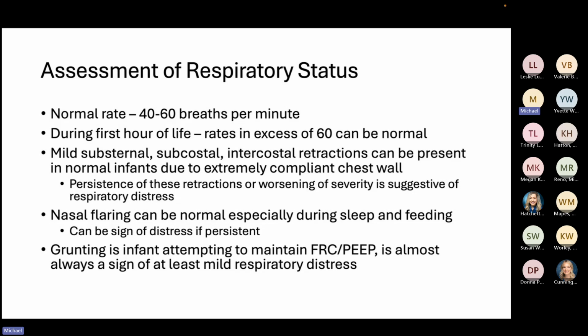And so grunting is an attempt of the infant to push air in at the end of exhalation to keep those lungs open, which makes the next subsequent breath easier and attempts to make that transition normally. Now, if grunting is audible with every breath or excessive or persistent, it can be a sign of respiratory distress.